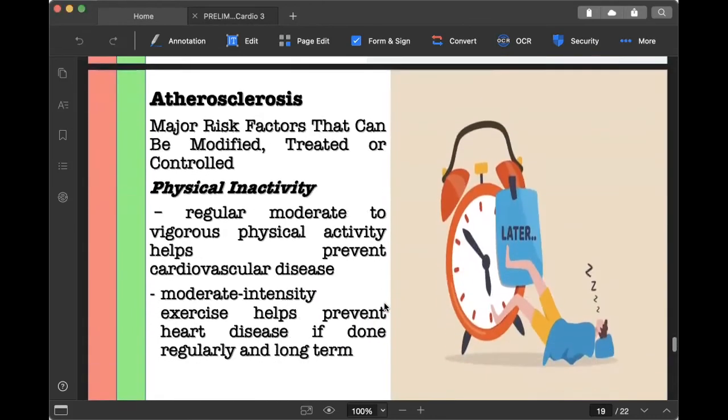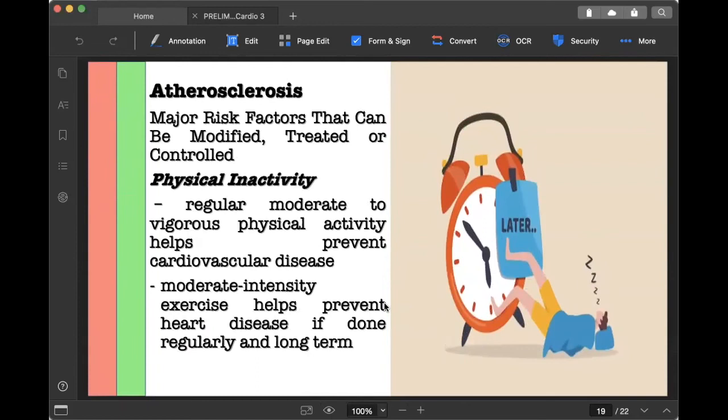How about in terms of physical inactivity? People who are stagnant, people who are not moving, people who are physically challenged or in a state of coma, have the tendency to actually have atherosclerosis as well.